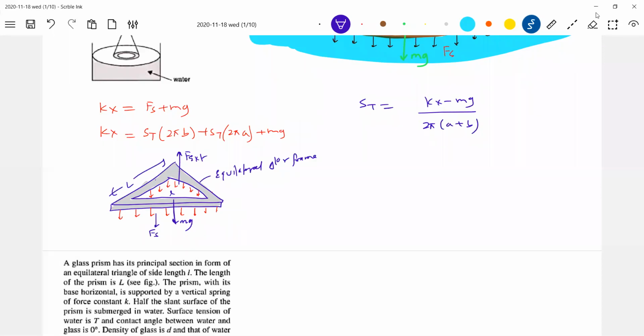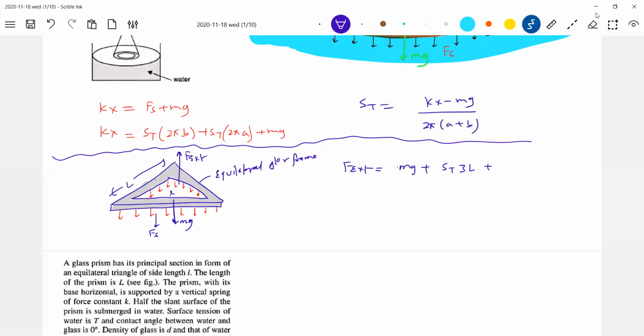Tell me what should I write? How much external force? There's another problem. I'm just giving different ideas. What external force should I apply to pull it from the water surface? So this should be equal to how much? mg plus surface tension into 3L, plus surface tension into 3 small l. Able to understand here? The force due to surface tension will not act at one point, it will be acting everywhere here.